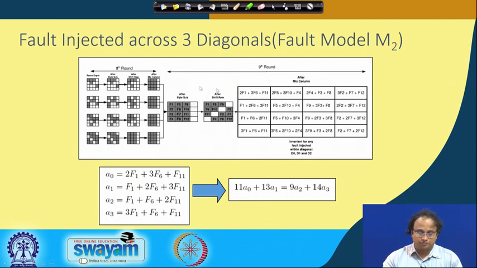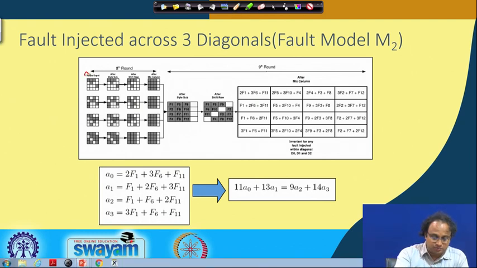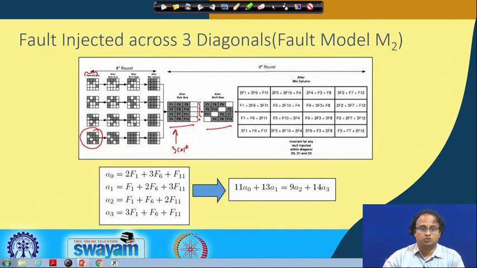So likewise, what happens when the fault propagates to 3 diagonals? Here is a fault model M2, and as you can see, we are now considering scenarios where 3 diagonals are getting corrupted, and it can lead to a scenario like this where 12 bytes out of 16 bytes are corrupted. If there are 3 diagonals corrupted, then you have all three columns corrupted, and every column, because of the shift row, has at most 3 bytes corrupted.